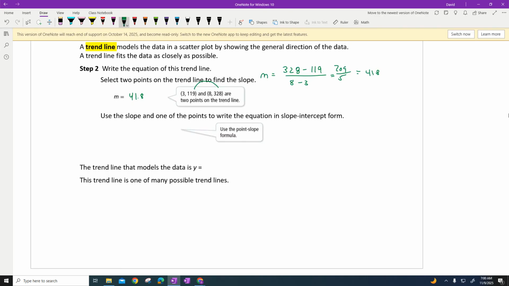Now, use the slope and one of the points to write the equation in slope-intercept form. Now, lots of kids like to use point-slope form. So we're going to pick one of these coordinates and use point-slope form. But we should, no matter what, come up with the same answer here. So, point-slope says y minus your y sub 1 equals my slope, 41.8, times x minus my x sub 1, which in this case is a 3. I'm going to use this guy right here. Doesn't matter which coordinate you use, we should come up with the same answer. Alright, go to work.